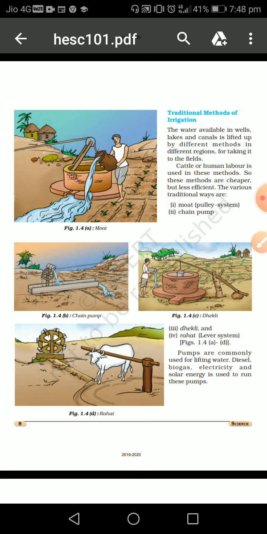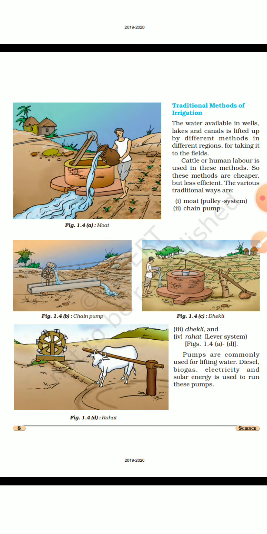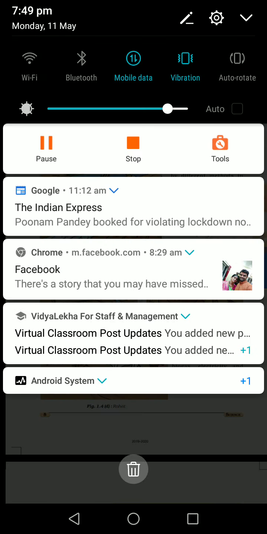So let me show some pictures here, the traditional methods of irrigation. By seeing only the picture you people cannot understand. I think in the classroom I would have explained, but let us see, no problem. We'll go through the video one.